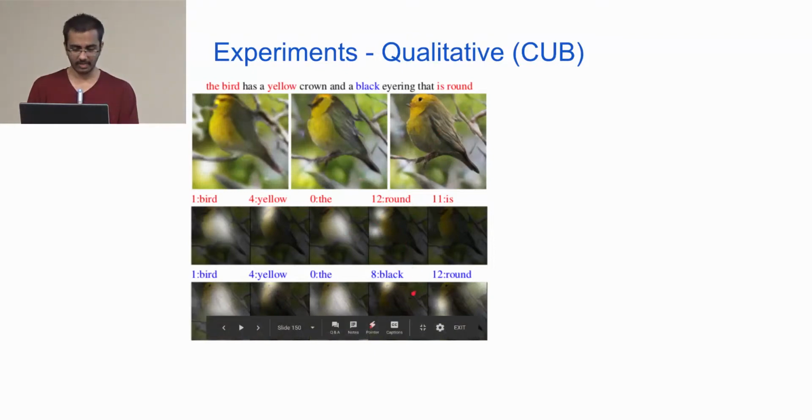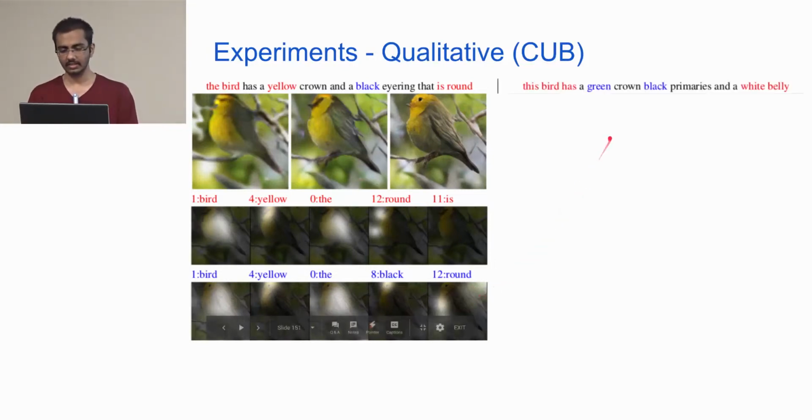As you can see here, this black one, because it chose black as one of the highly attended words, it was able to paint this thing precisely. So that is the effect you want to have as you add your attention stages.